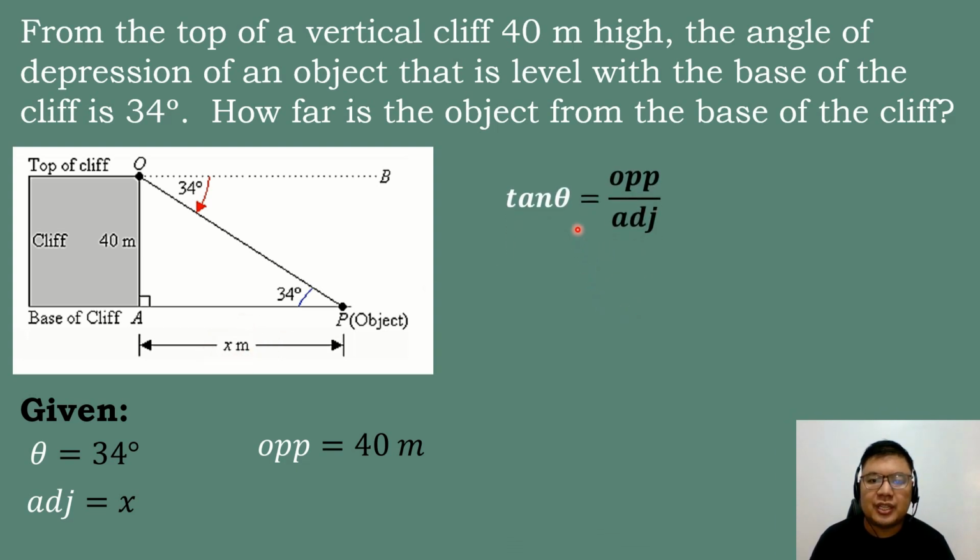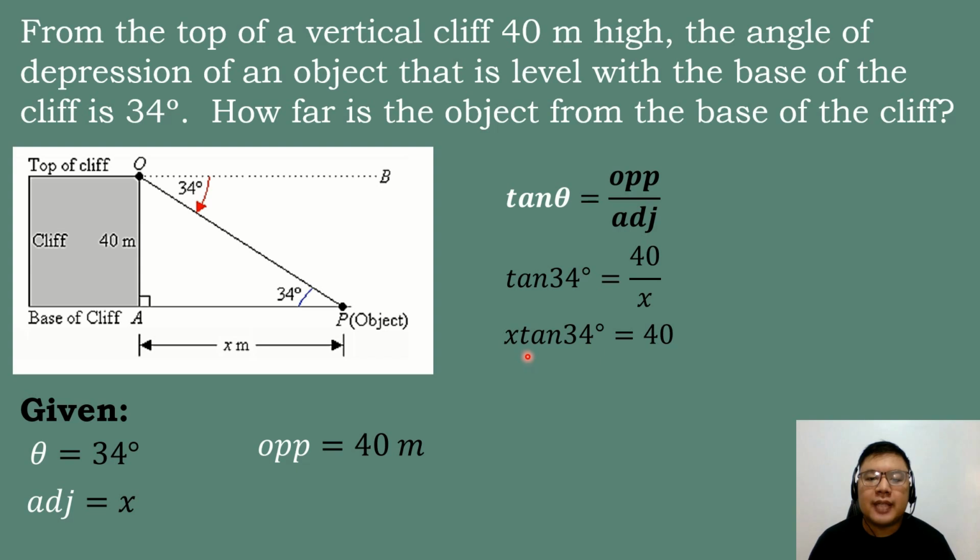So tangent theta is equal to opposite over adjacent. We will substitute the corresponding value. So we have tan 34 degrees is equal to the value of opposite is equal to 40 meters, all over the adjacent, which is equal to x. We will cross multiply. So tan 34 degrees times x is x times tan 34 degrees, and then 40 times 1 is equal to 40.